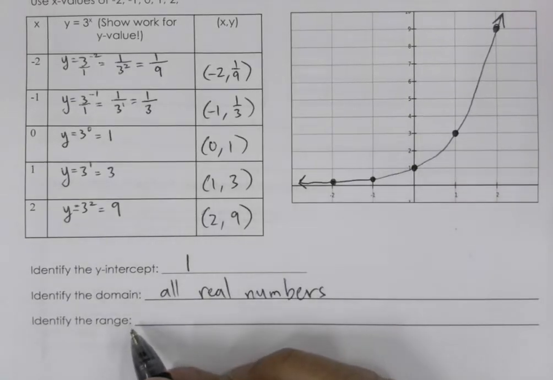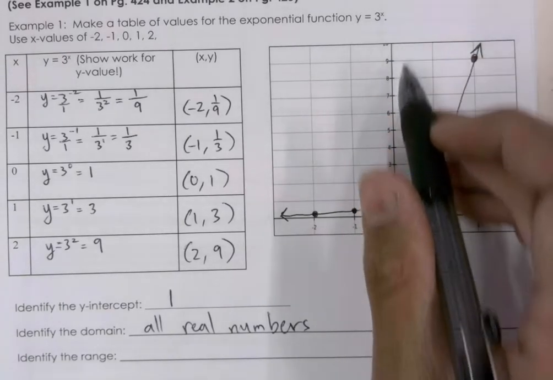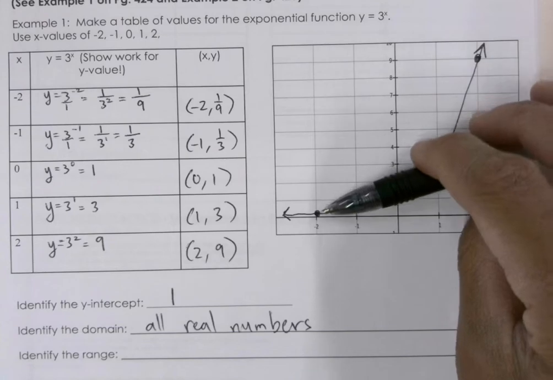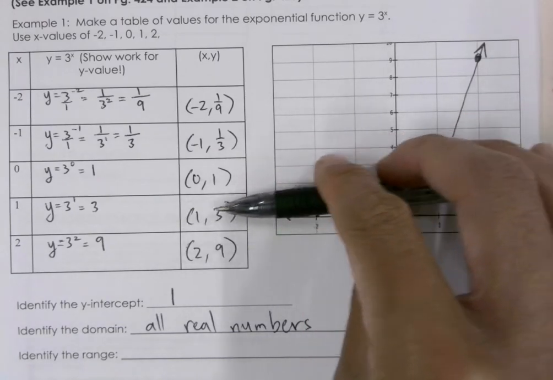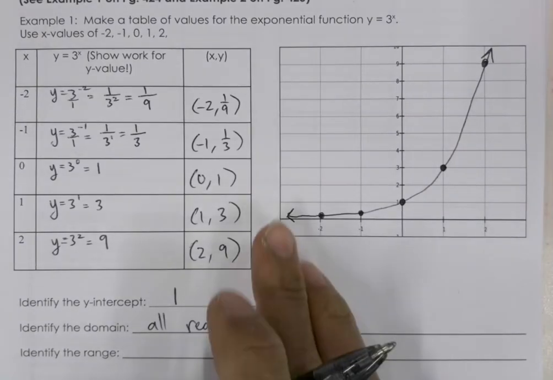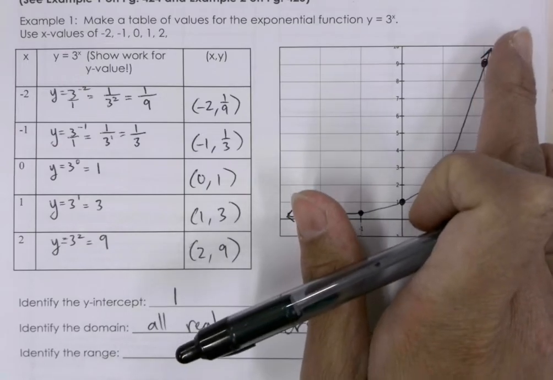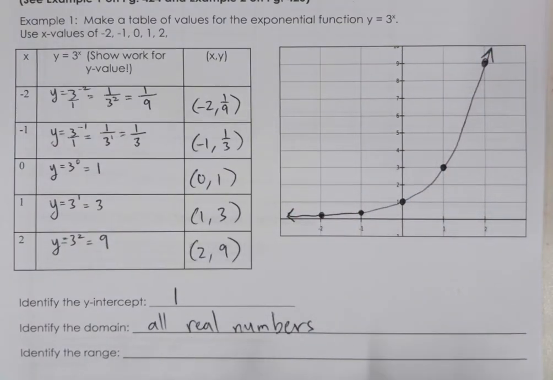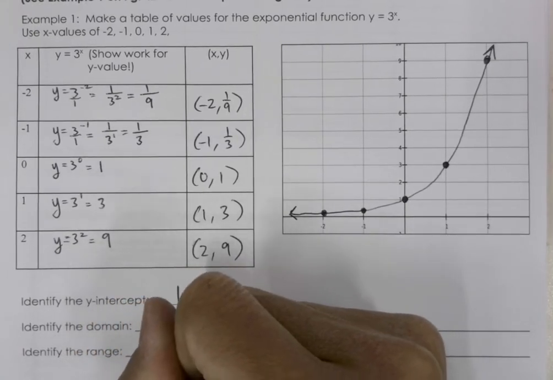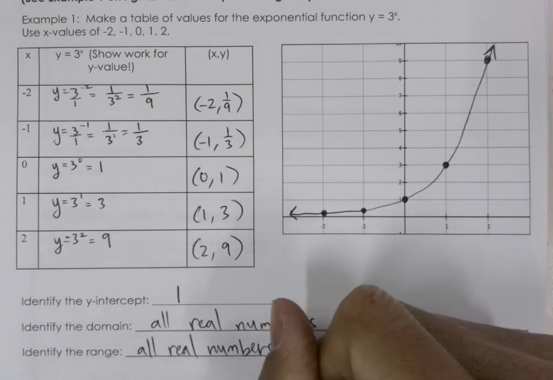And we want to identify the range. The range is what y values are included in the graph. And like we said, the graph approaches 0, but it never reaches 0. On this side, the y's continue to increase on to infinity. So for the range, we're going to say all real numbers greater than 0.